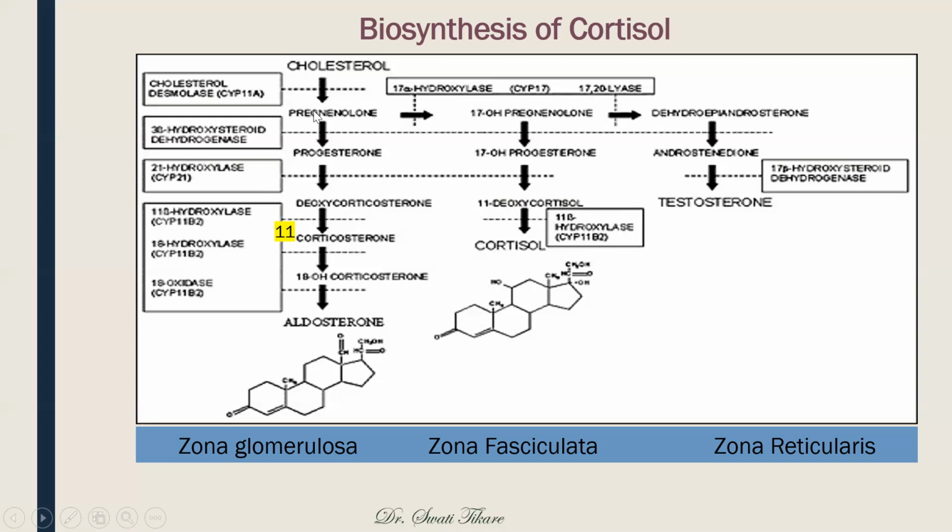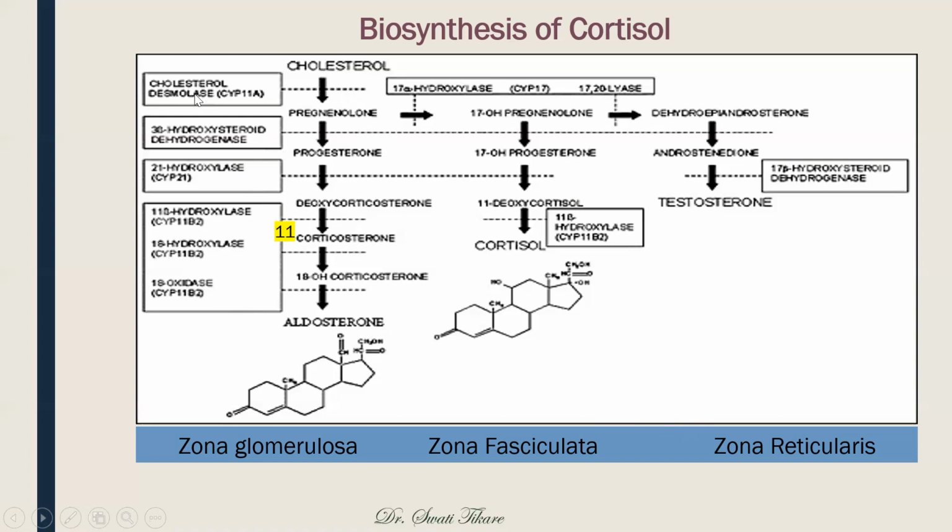So cholesterol, pregnenolone, 17-hydroxypregnenolone, 17-hydroxyprogesterone, 11-deoxycortisol, and cortisol. So this is the pathway for the synthesis of the glucocorticoid in zona fasciculata. It cannot happen without the help of this conversion happening in zona glomerulosa. So this is the biosynthesis of the cortisol.